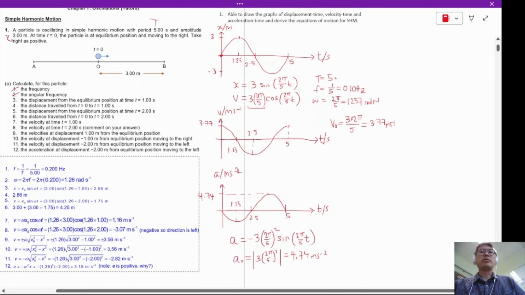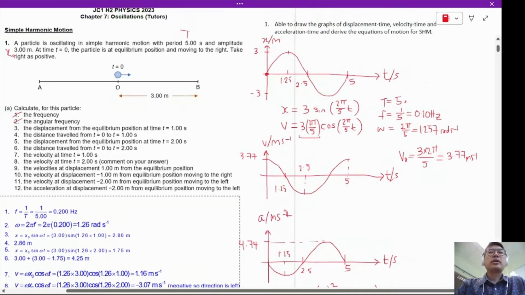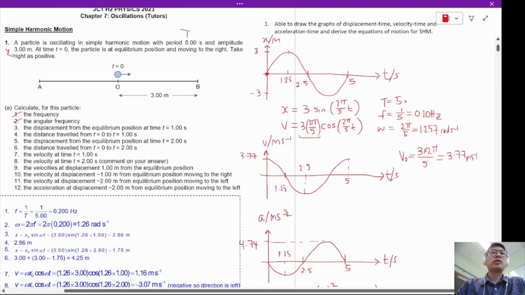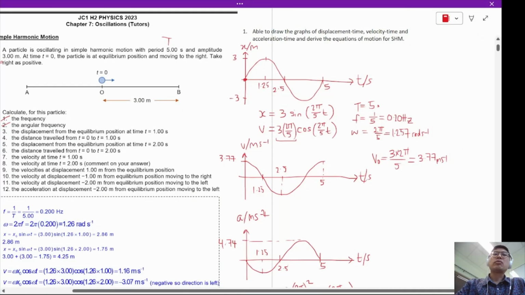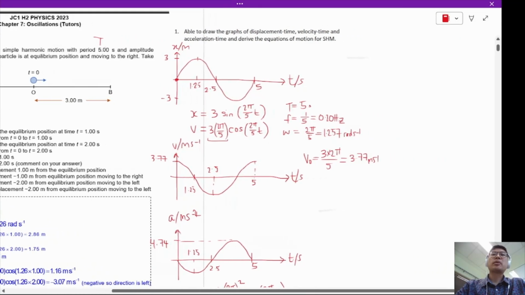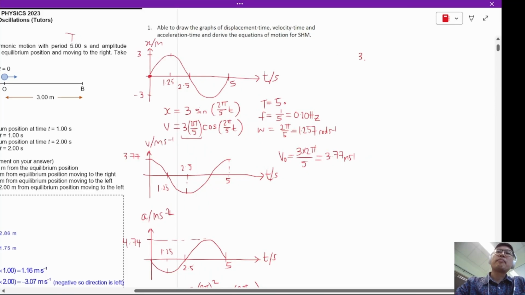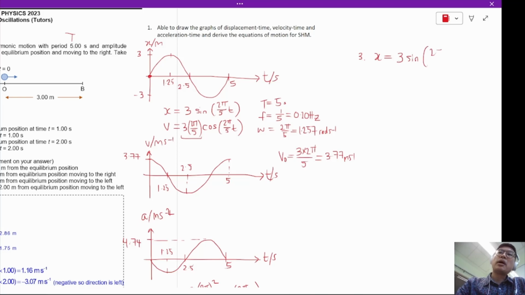Now we have all of the information here. We are now able to solve any of the questions that we want. So let's take a look at question 3. What is the displacement from equilibrium position at time t equals 1.00 second? To solve question 3, we will just use the displacement formula. x equals 3 sin(2π divided by 5), and the time that they want is 1 second.